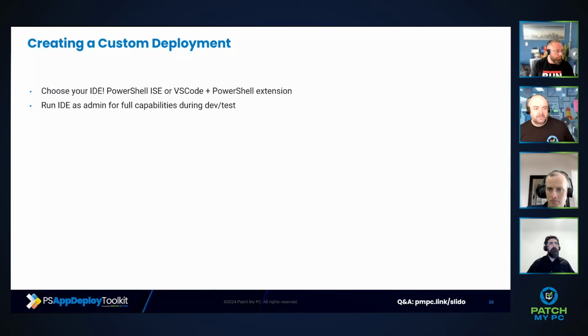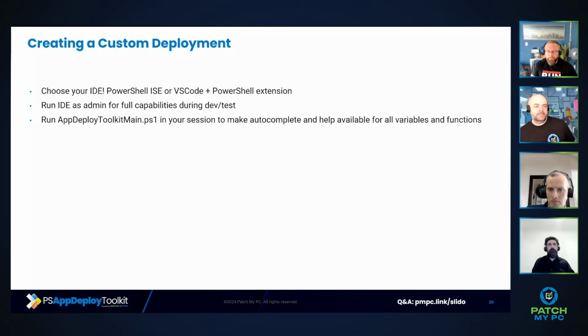You'll want to run your IDE as admin for full capabilities if you want to be able to do things like test and install out via the command line. Worth noting that with VS Code, that'll only work if it's the first instance of VS Code. You can run that as admin, but if you already have it running as a standard user, you can't open a second instance as admin. That drove me mad for a while.